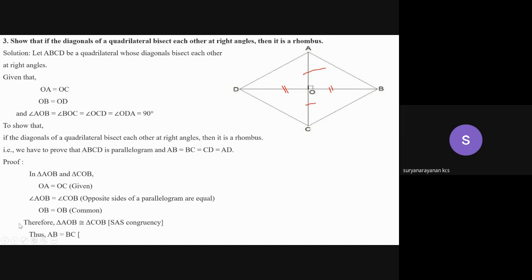Thus, AB is equal to BC by corresponding parts of congruent triangles. We have proved these two sides are equal. Okay. Similarly, we can prove that BC is equal to CD, CD is equal to AD, AD is equal to AB. Like this, we can prove that these sides are also equal. Means all the sides of this quadrilateral are equal.